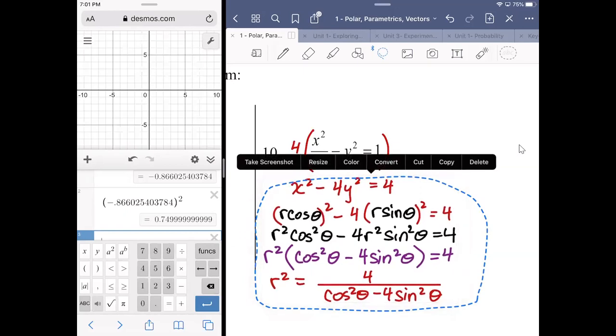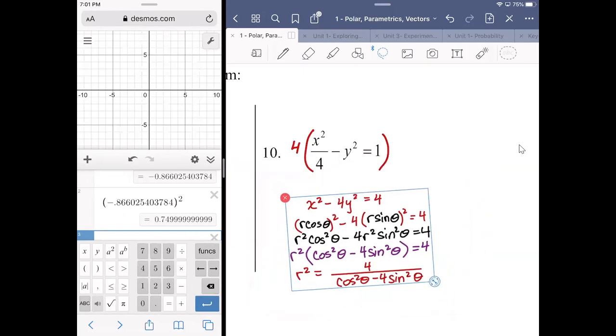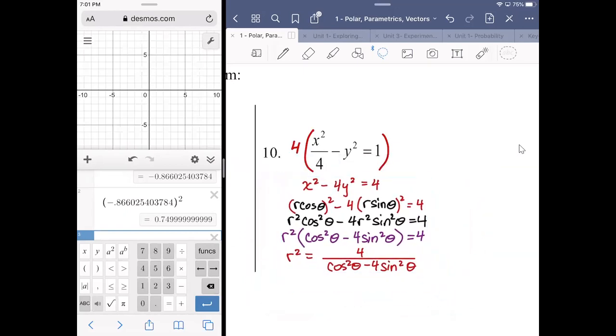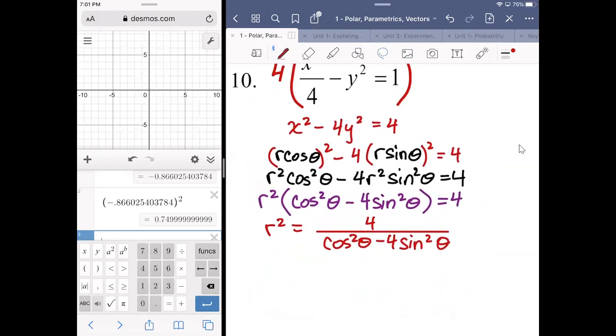And that kind of speaks to the version of the graph that you're dealing with. What I mean by that is, originally we're dealing with the equation of a hyperbola. And if you know how to graph a hyperbola in rectangular coordinates, you may want to just stick with that.